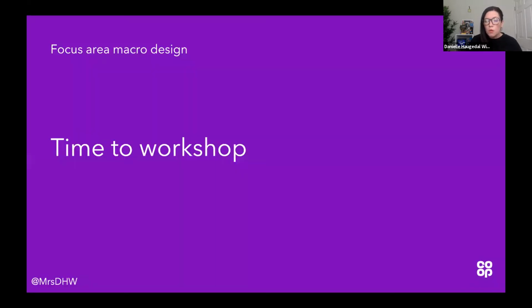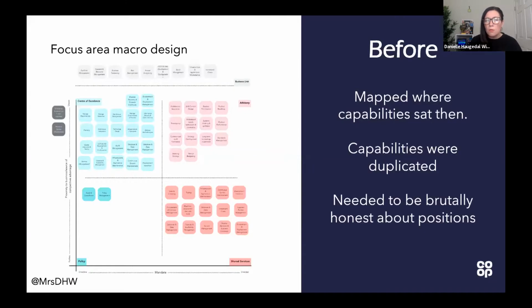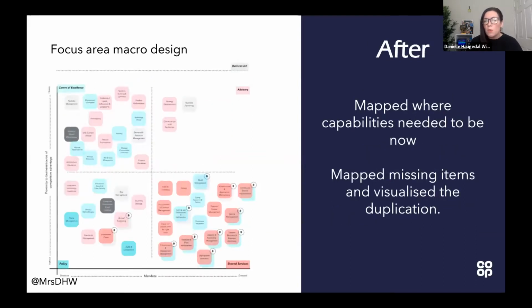So we designed a workshop around this. We created a grid, which is a bit similar to a Wardley map, and we mapped on there the different capabilities and the number of times they exist, and where they sat, how they were really treated. We saw that there was a lot of duplication, and we had to be brutally honest with ourselves about how we really operated. Then we moved them to a place where we could understand where things needed to be, what type of function that needed to be. And we also put some missing items on there that we just didn't have, so we could really understand that.